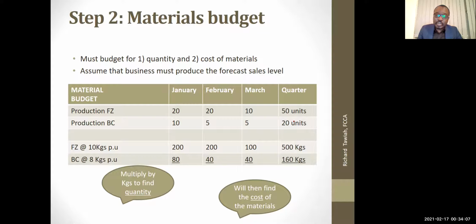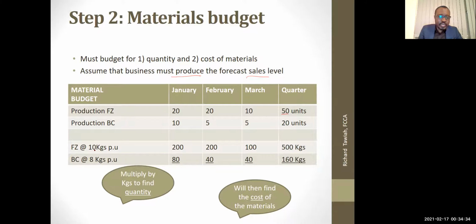Materials, before we get the cost of the material, we need to know the quantity, after which we prepare the cost. So the material budget has 2 items: first the quantity and then the price per unit. Let us assume again the same units. We're assuming that we produce the same amount for the sales, so sales and production are the same. The same units we're finding, nothing is changing, still 50 and 20.